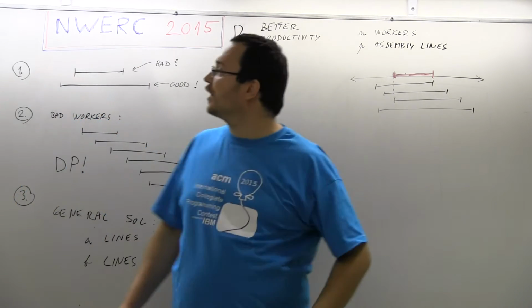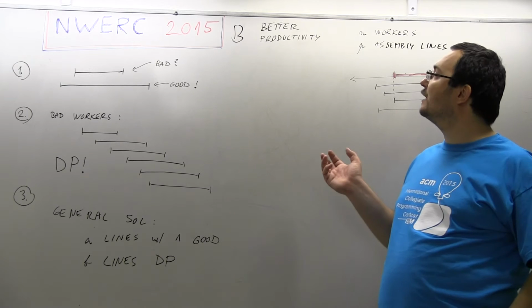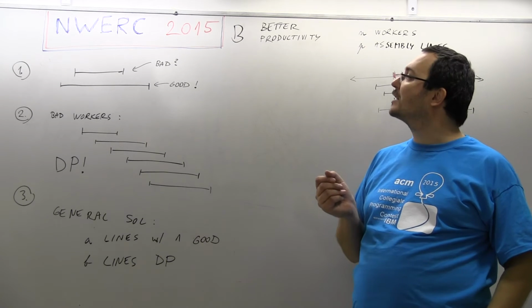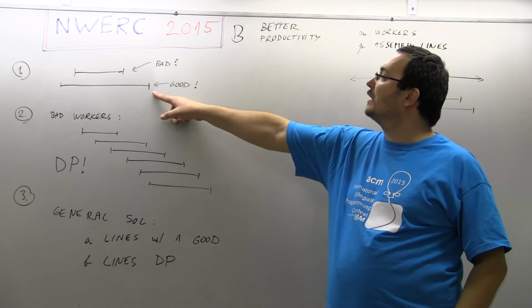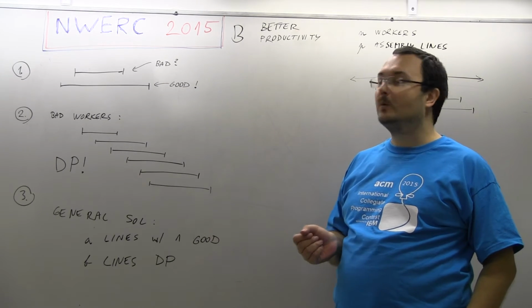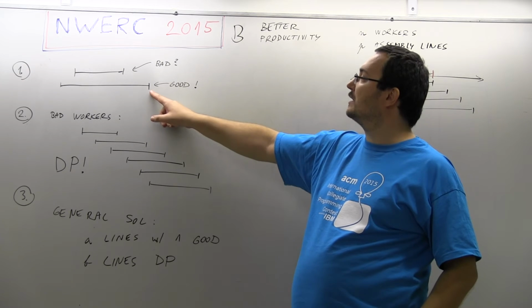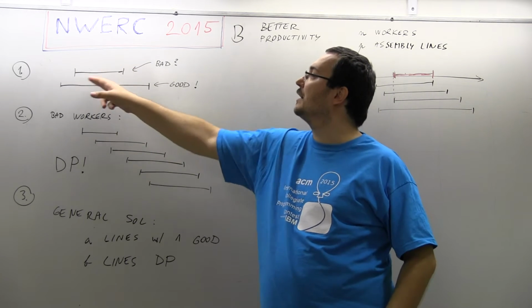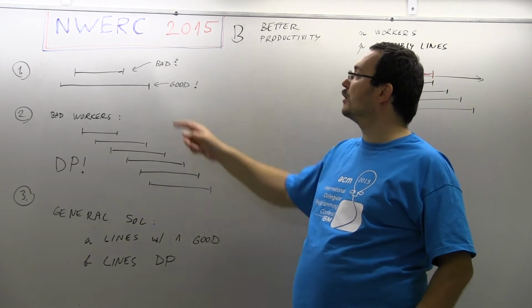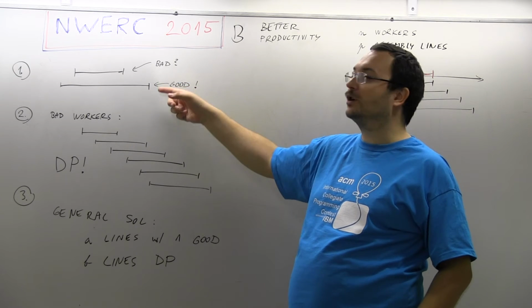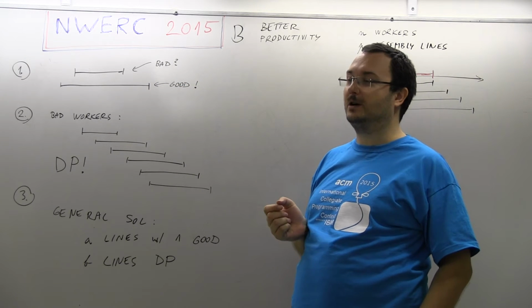Okay, so the solution for this problem consists of 3 steps. The first one is probably the hardest one. We need to make the following observation. Whenever we have 2 workers, such that one of them has an interval that covers completely the other interval, we will call the bottom the better worker. We will say that this is a good worker.